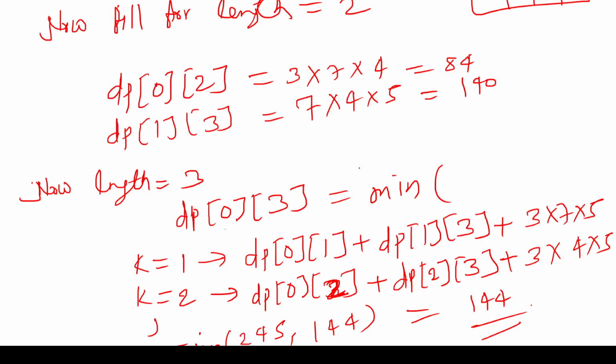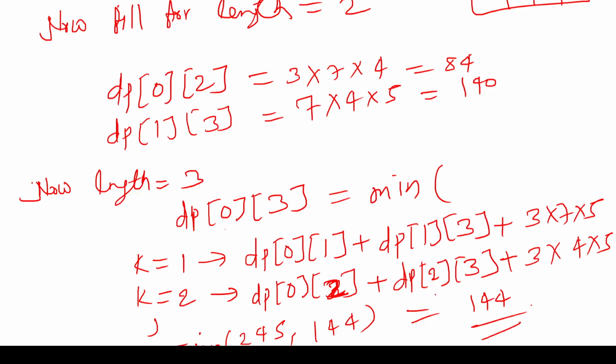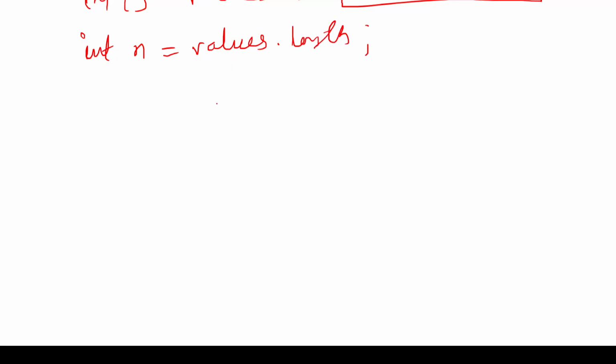So what we need to do is implement this. Very first, we have taken dp i j, we have taken the base case, and then we have to fill the values and calculate the value. Let's suppose we are given a function that takes an integer array of values. Then n is nothing but values dot length.